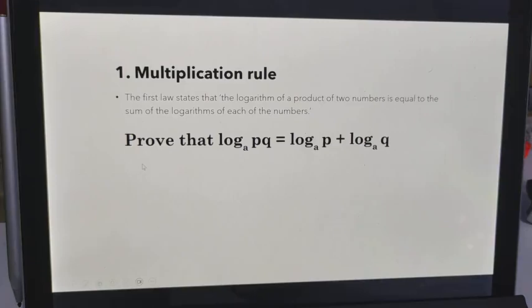This law states that the logarithm of a product of two numbers is equal to the sum of the logarithms of each of the numbers. The first law states that the logarithm of a product of two numbers is equal to the sum of the logarithms of each of the numbers.